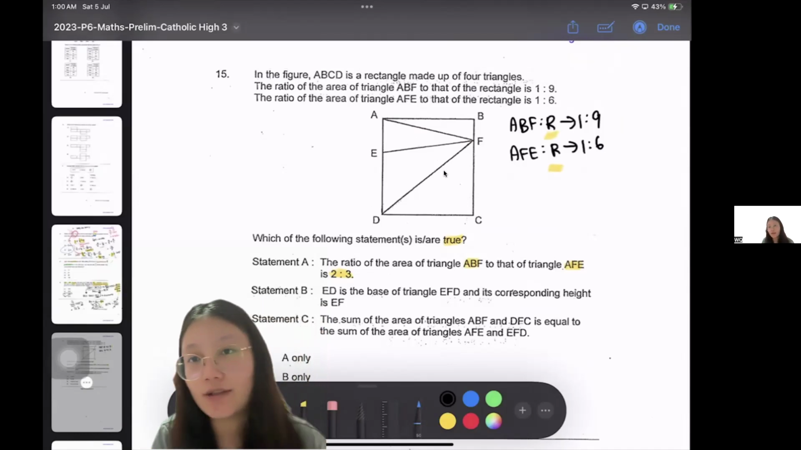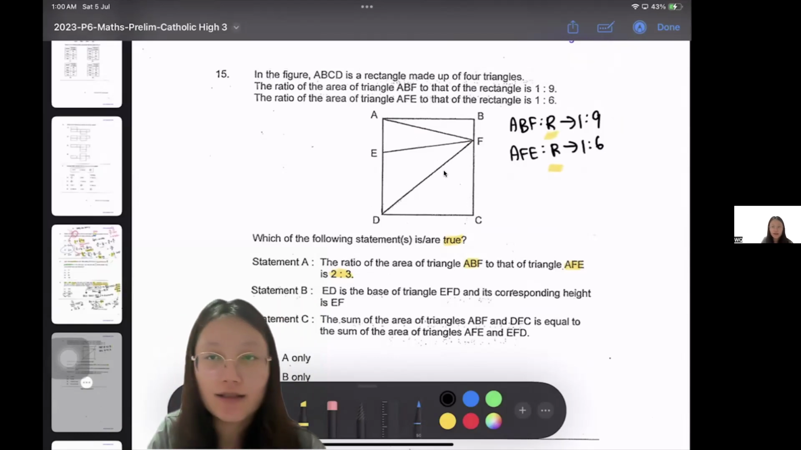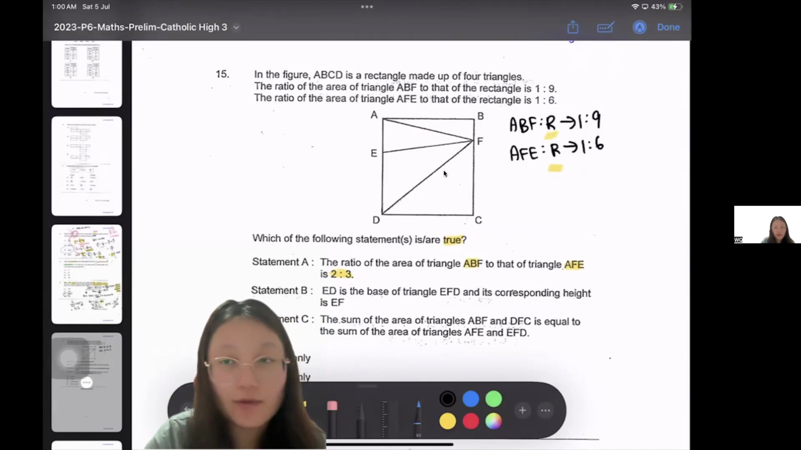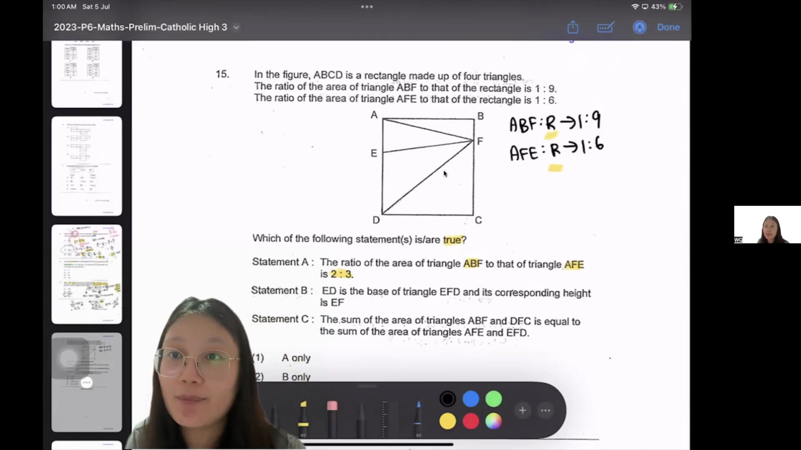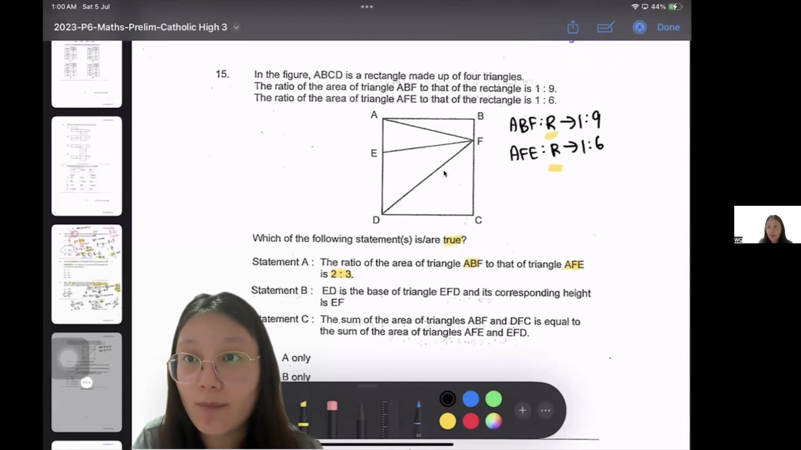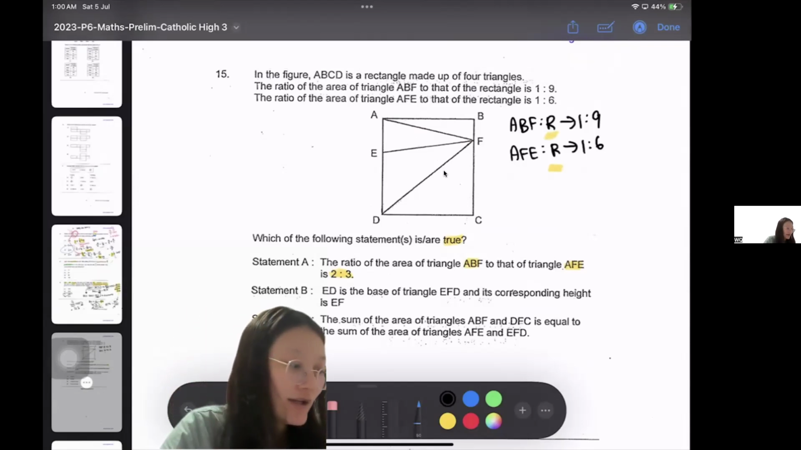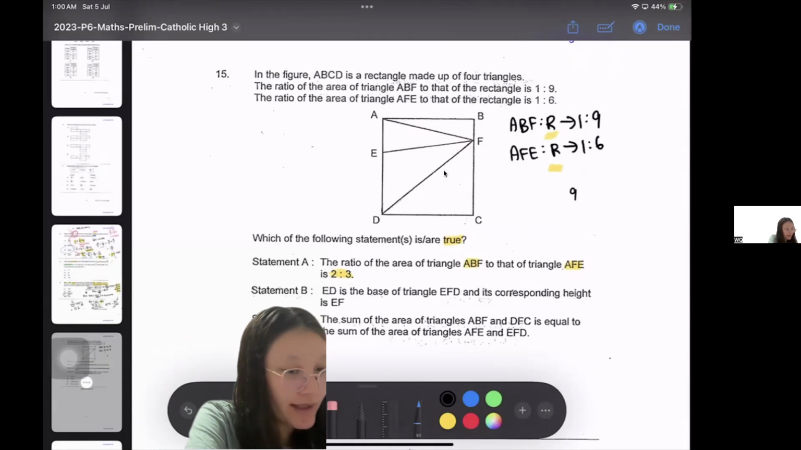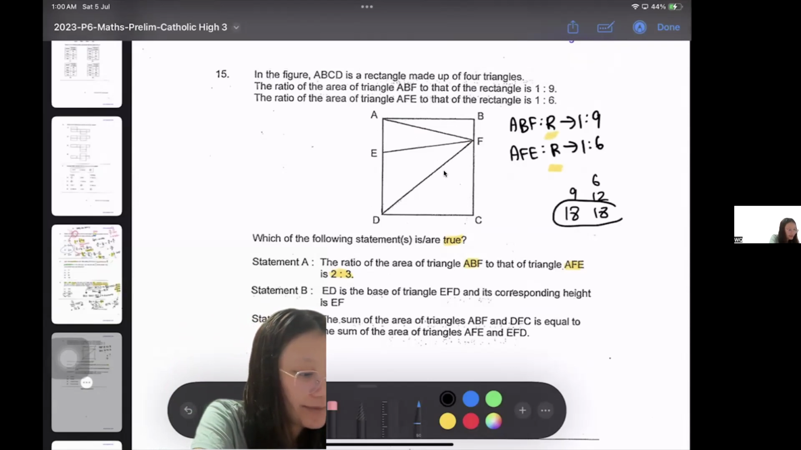Wait, actually, you may not have to times it by each other because they are both multiples of 3. Yeah, so you can just find the lowest common multiple of 9 and 6. So lowest common multiple of 9 and 6, 9, 18, 6, 12, 18, okay? Lowest common multiple is 18. So actually you just need to take this 6 times 3 and then the 9 times 2.